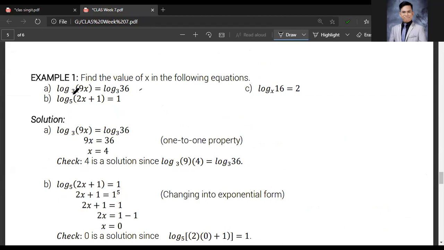Since parehong may log 3, by the virtue of one-to-one property, pwedeng tanggalin si log 3. Ano yung naiwan, class? 9x equals 36. And then divide both sides by 9. The answer is x is equal to 4. Ngayon po, i-check mo doon kung tama rin.